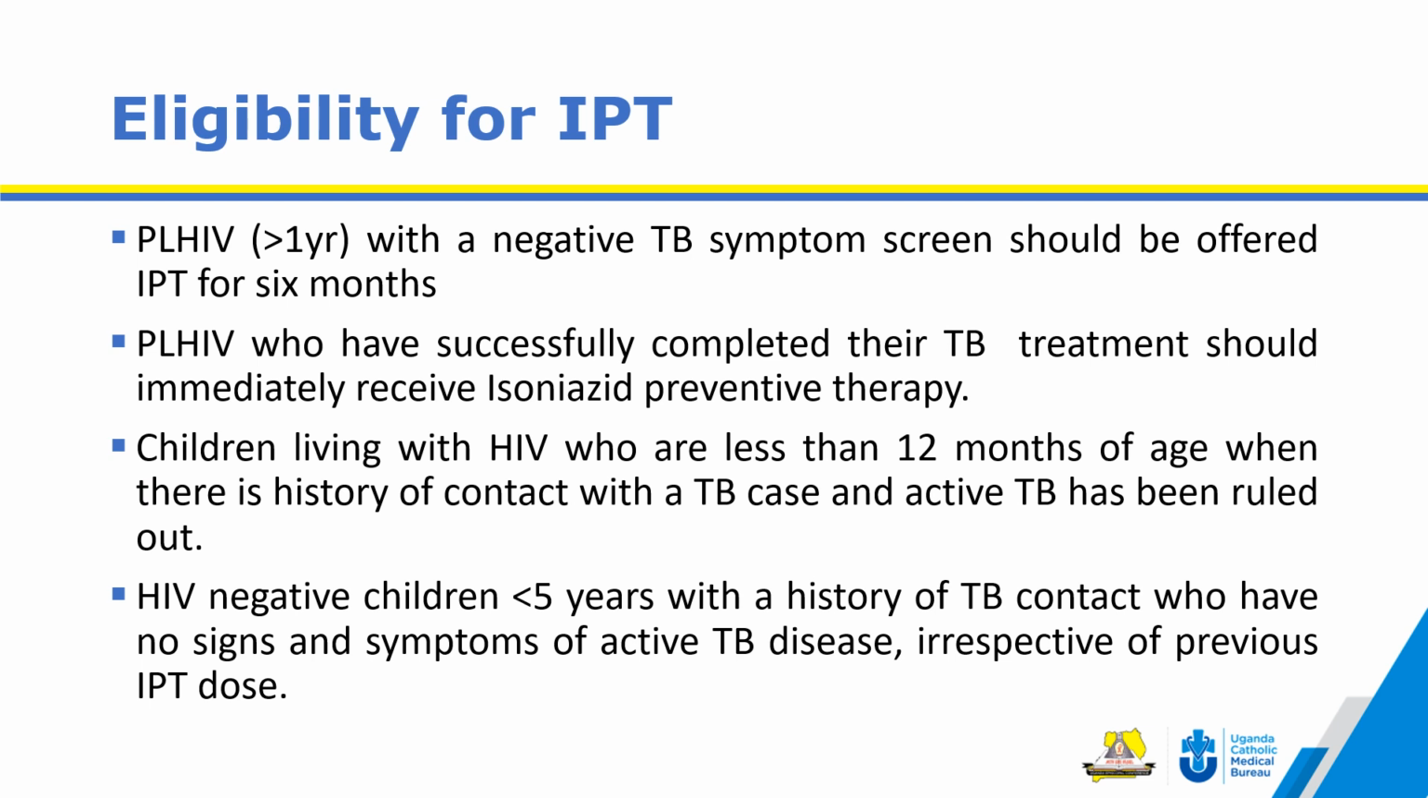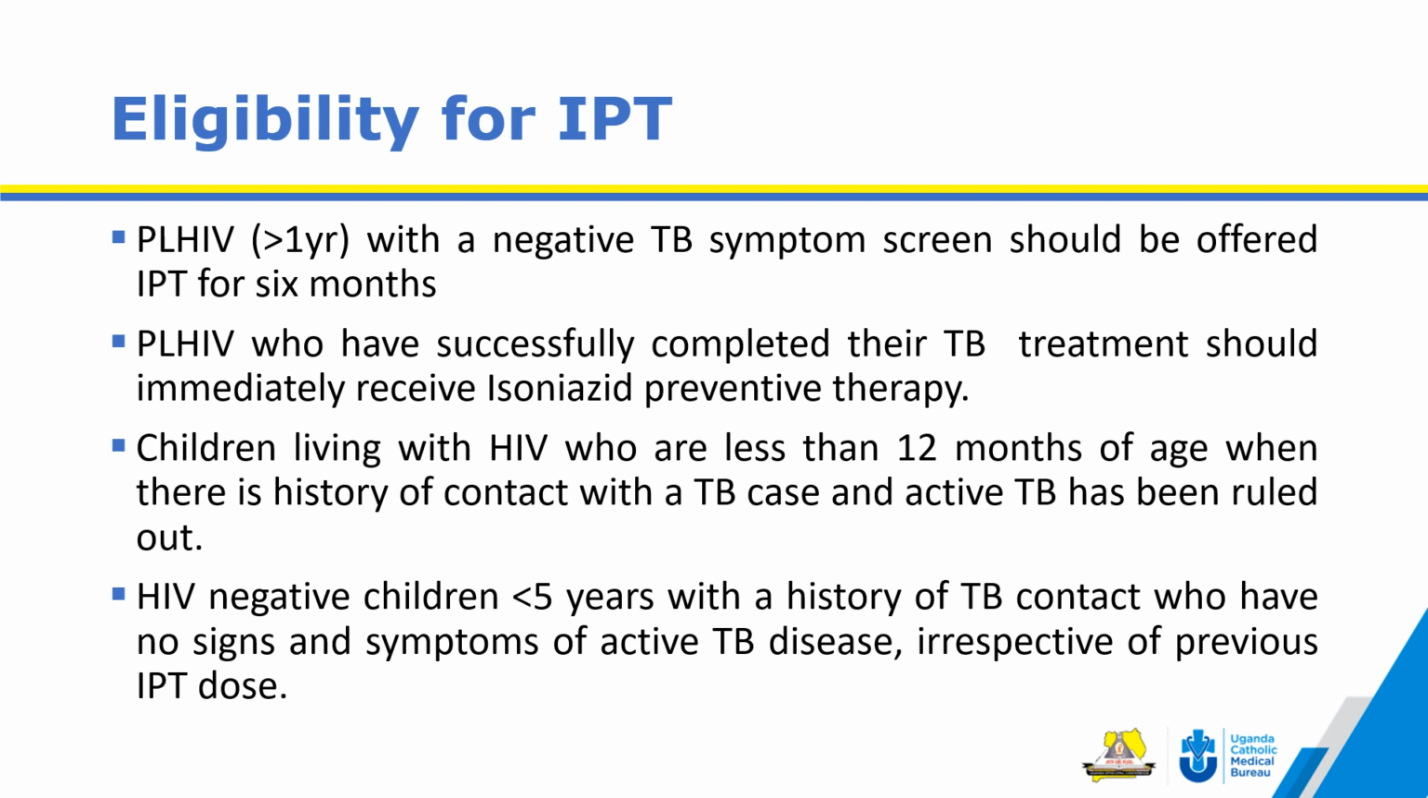Who qualifies for IPT? According to our program, all people living with HIV who are 1 year and above with a negative TB symptom screen should be offered IPT for 6 months. A negative TB symptom screen means they have no signs and symptoms of TB as per the ICF guide. PLHIV who have successfully completed their treatment of TB should receive IPT immediately when they complete their treatment for TB.